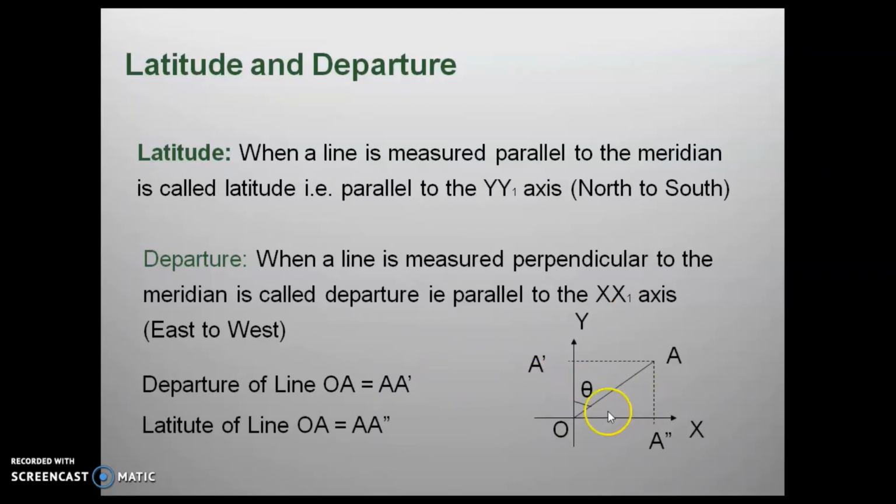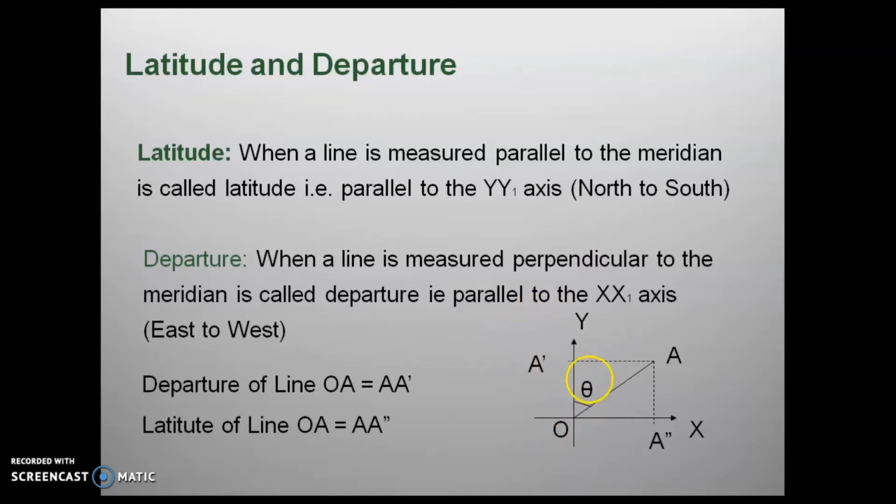Now here, A dash is the departure, which is perpendicular to the meridian, whereas A double dash is the latitude of line OA. Now here, when you are measuring the latitude of a line from the origin towards the top, it is called what? Northing. And you always know that northing is considered to be positive.